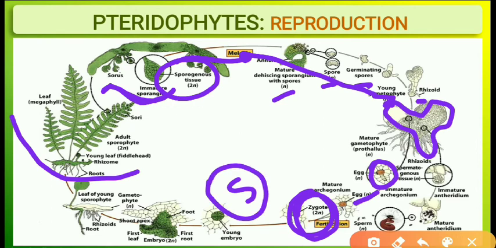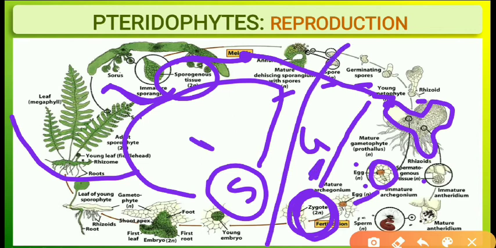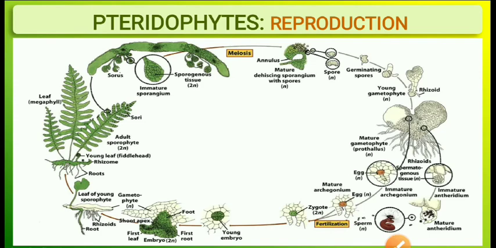As soon as the zygote is formed, the sporophytic generation will start. See here, here is haploid, here is haploid, meaning this prothallus is haploid. So this haploid stage is the gametophytic stage, and all of this other stage is the sporophytic stage. The occurrence of two stages, sporophyte and gametophyte, in the life cycle of a plant is called alternation of generation, or heteromorphic generation.